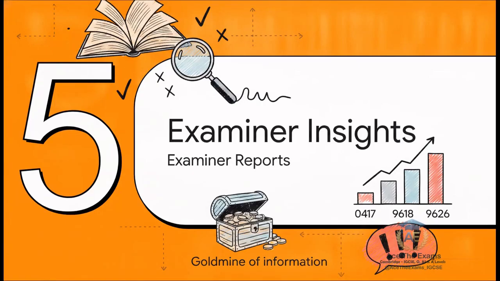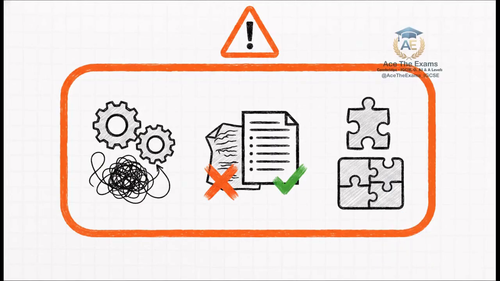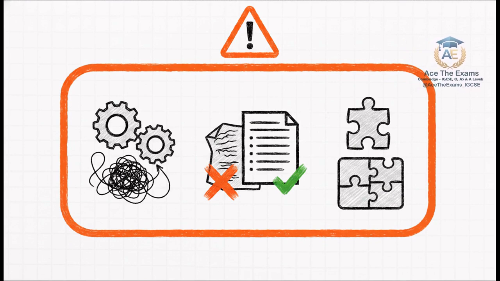Section 5. Examiner Insights. Let's go straight to the source. Let's totally demystify the critical analysis requirements straight from the people who actually mark your papers. Every single year, Cambridge publishes principal examiner reports. Honestly, these documents are absolute gold mines of information. They detail exactly what candidates did well, and more importantly, where they failed miserably across syllabus codes like 0417, 9618, and 9626. Examiners consistently report 3 major recurring pitfalls.